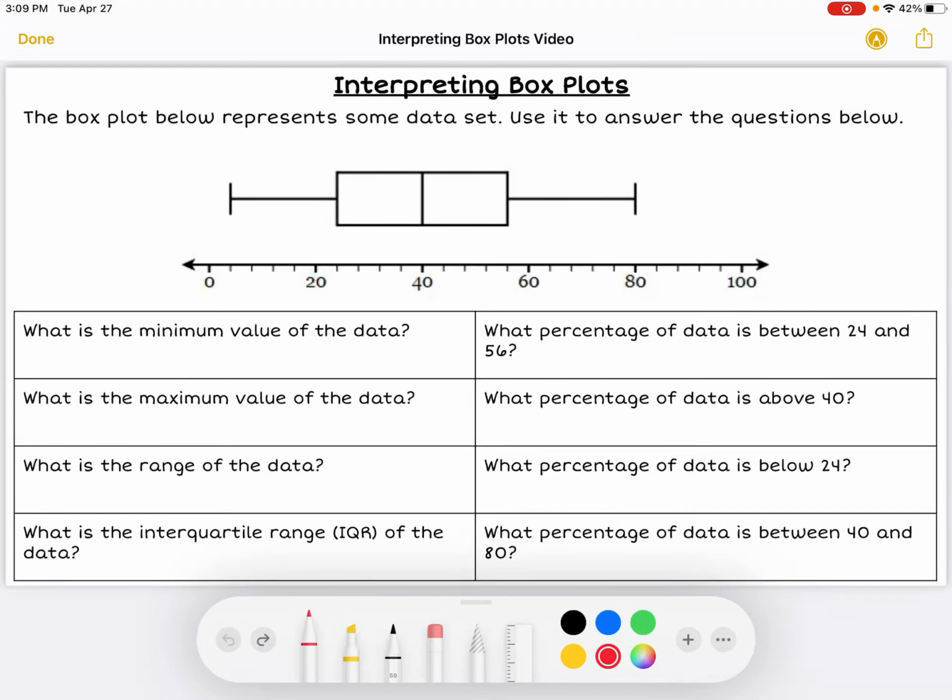Hi everyone, in this video I'm going to be going over how to interpret a box plot. So in this box plot we don't really have a specific scenario, it's just representing some data set, and we're going to use this box plot to answer the questions. So the first question asks, what is the minimum value of the data?